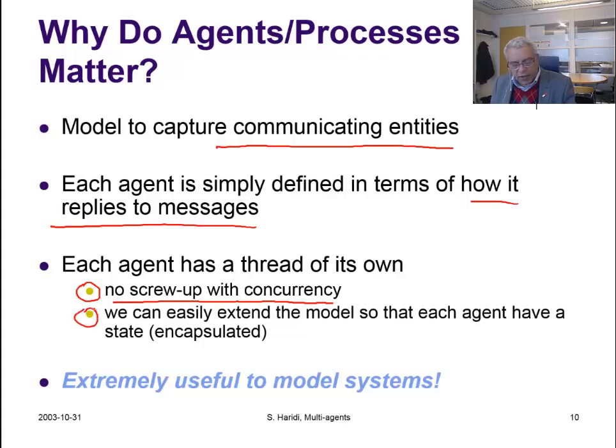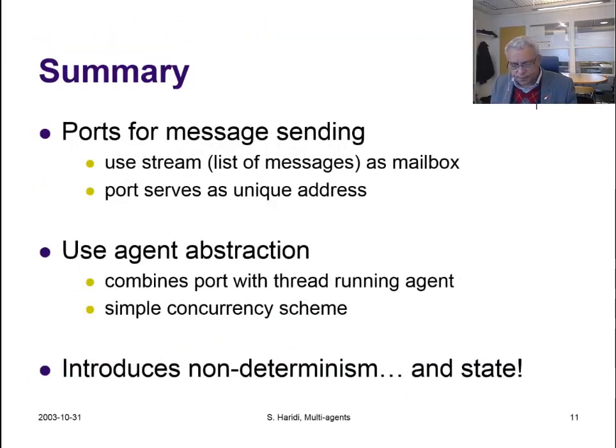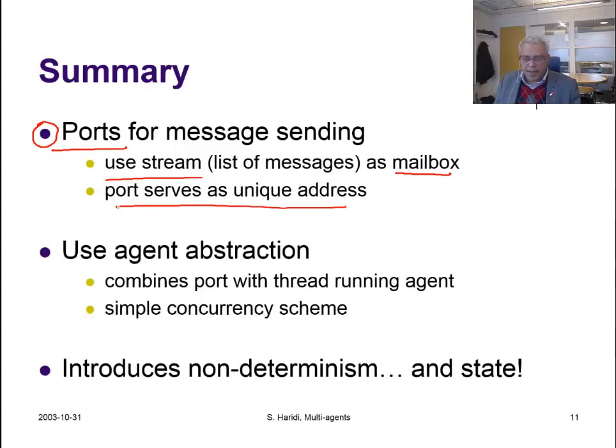And we can easily extend the model to have agents that have state. And that we are going to do later in this lecture. This is extremely useful for modeling systems, as we will see also in this lecture. In summary, we had one new entity in the language and one new construct. It's called ports. Ports use streams as mailboxes, and ports serve as the unique address of an agent. We defined an agent abstraction that combines a port with a thread running the agent. And it's a very simple model of concurrency. This model of concurrency is the model used in some commonly used languages like Scala and Erlang. And of course, these have introduced non-determinism, as we said before. And we will see also it introduced the notion of state that we didn't have in a functional framework.